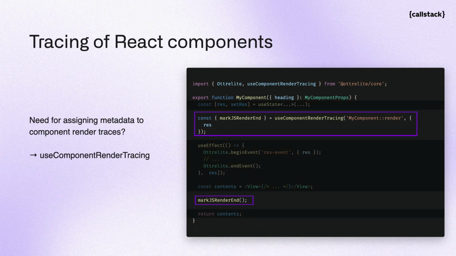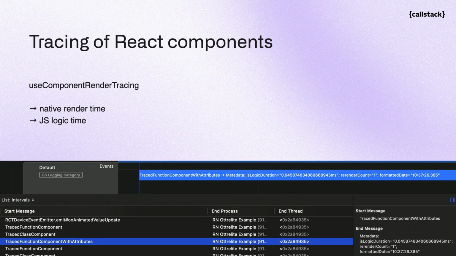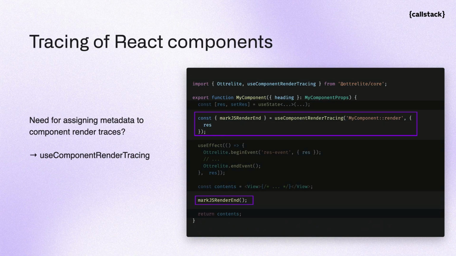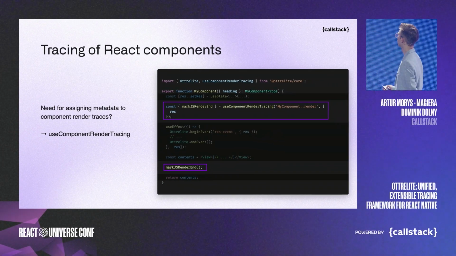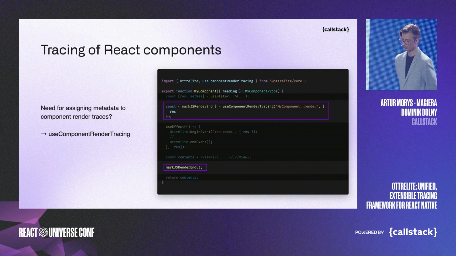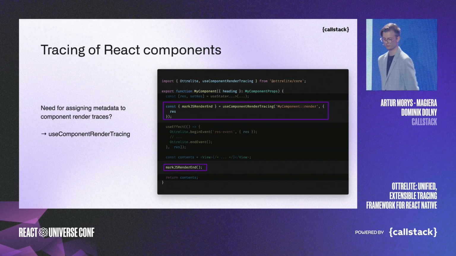For more advanced use cases, for instance, if you want to attach some additional metadata to the events, we provide a hook called use component render tracing, which allows you to specify both the name of the trace as well as the metadata. This hook can be configured to either invoke the development API or interoperate with a production-grade library that I don't want to tell you about now. We will cover this in a second.